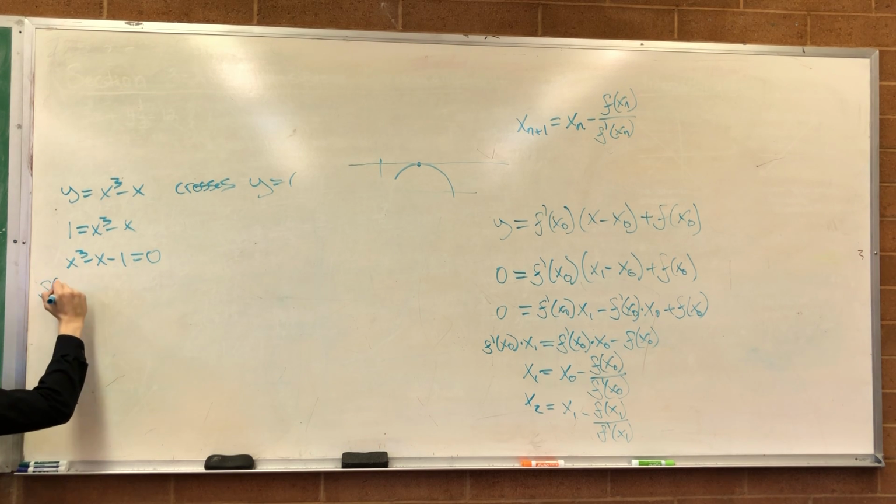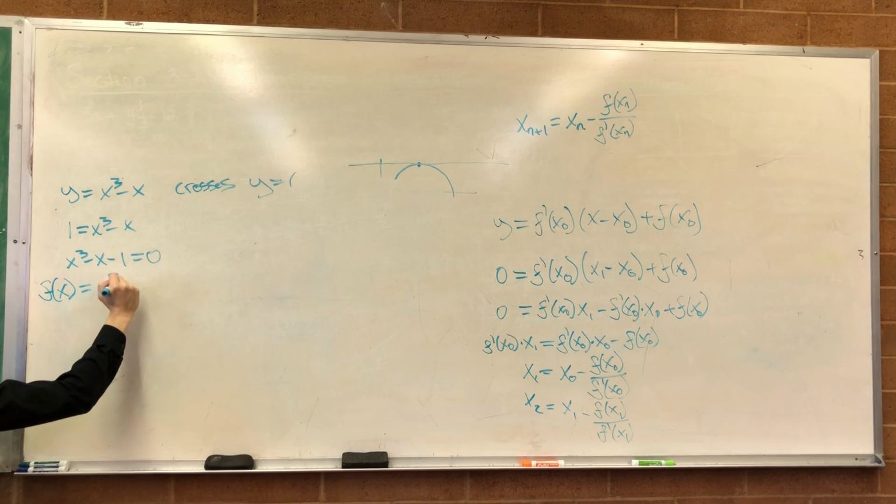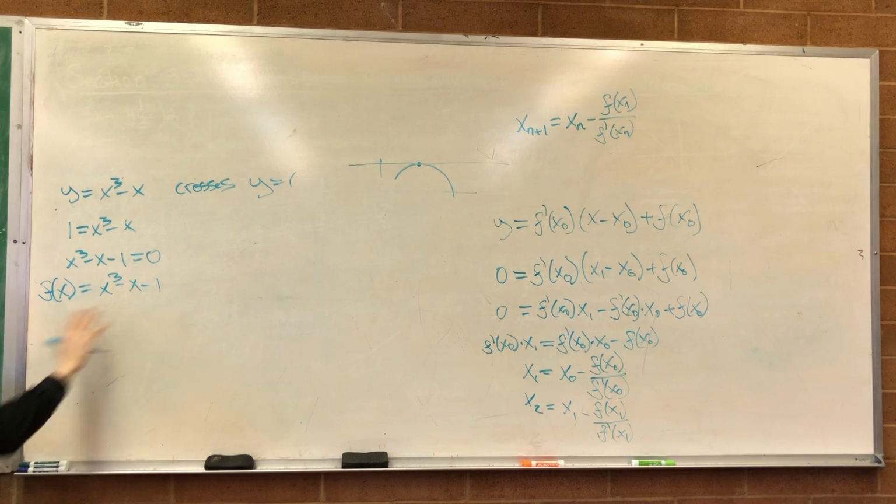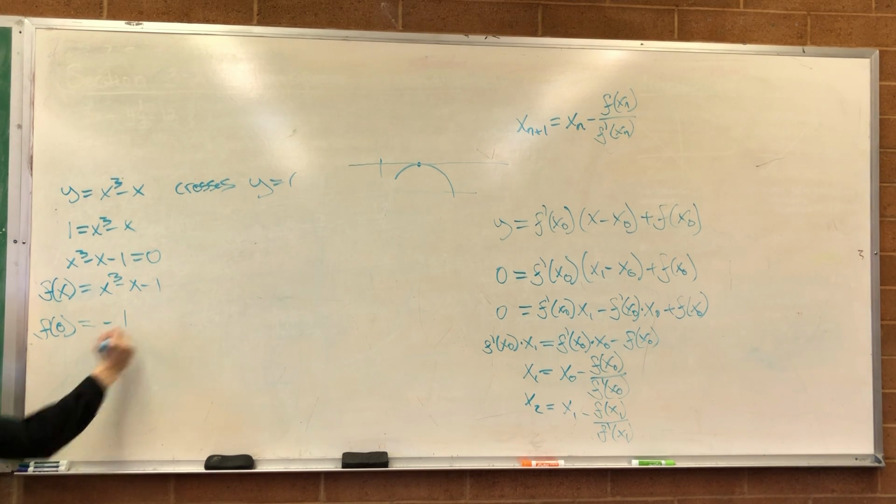The equation that we're interested in, I should have written this: f of x is equal to x cubed minus x minus 1. So now this is the equation we're interested in, and we're looking for the roots of this thing. Good point. So now we're looking for what's f of 0 equal to? Negative 1.